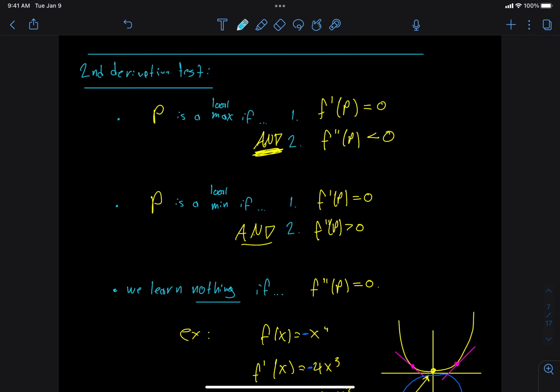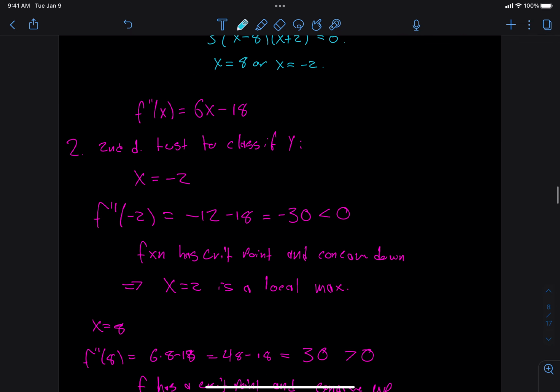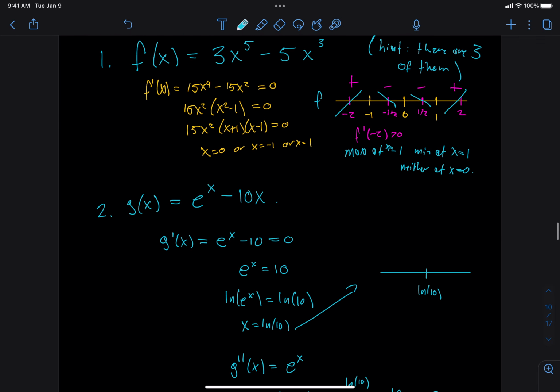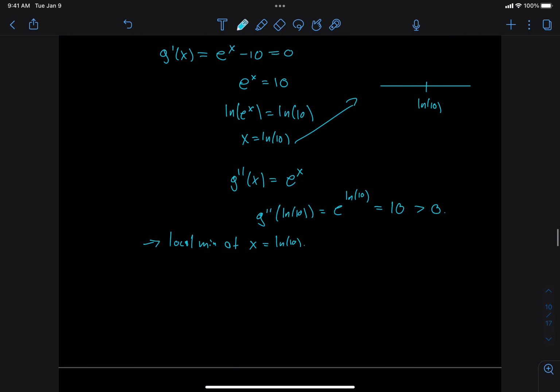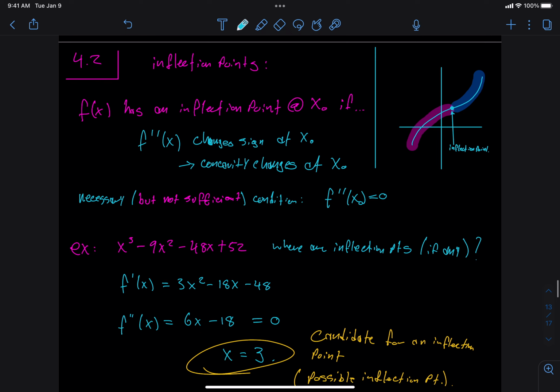And I'll show you an example of that maybe in a second. So far we've just been working on this find and classify, find and classify, find and classify, so you have to remember your factoring and all of that stuff. And then we talked about inflection points. So when do we have an inflection point? It's when the concavity changes, okay?